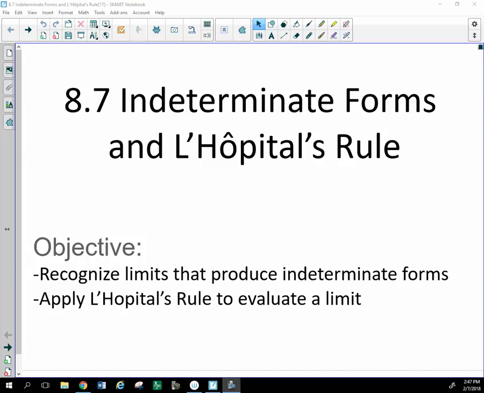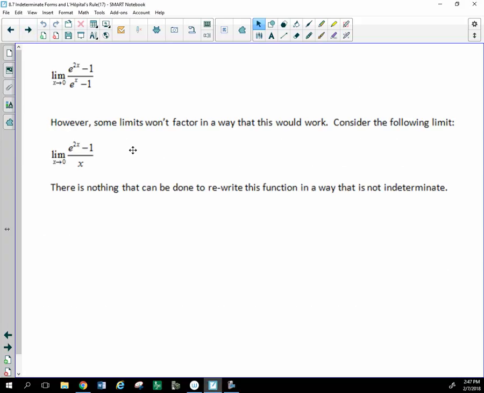Well, hello everybody. Today we're going to talk about 8.7, the indeterminate forms and L'Hopital's rule. L'Hopital's rule is a way to deal with the indeterminate forms when we end up with something like 0 over 0 or infinity over infinity. Right. So, for example, here is an example of what might happen.